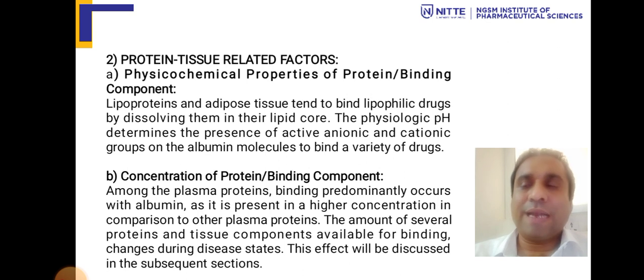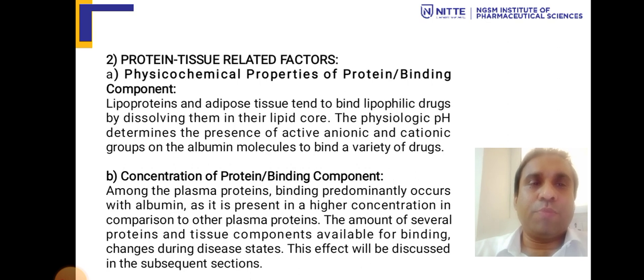Now we will see what exactly a protein tissue related factor is. Under this, the first thing we will see is the physicochemical properties of the protein binding component. Lipoproteins and adipose tissues tend to bind lipophilic drugs by dissolving them in the lipid core. Physiological pH determines the presence of active anionic and cationic groups on the albumin molecule to bind a variety of drugs. So this is how it affects.